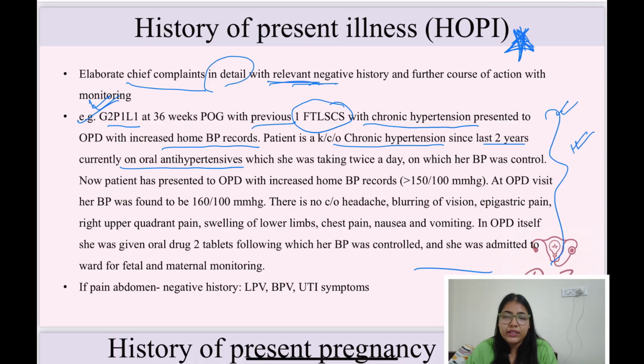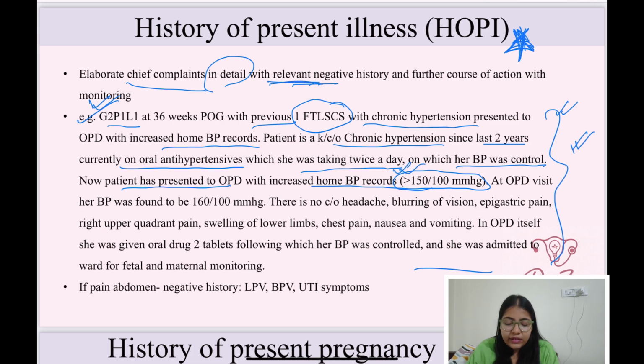If the patient can mention the name of the drug, you can mention it here, like tablet labetalol, or if she cannot mention, she can only say she is taking some medication 2 times a day, you just mention it like that: oral medication, which she was taking twice a day, on which her BP was controlled, but now she has presented to OPD with increased home BP record. If the patient is able to tell the reading, you mention the reading.